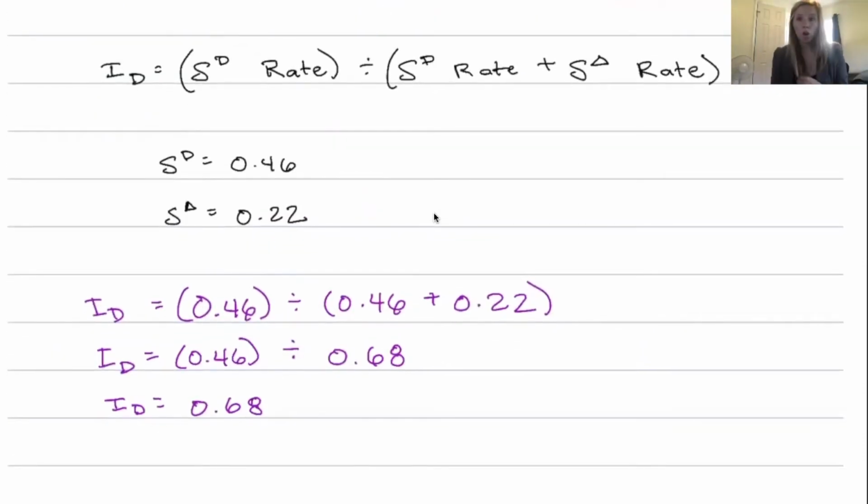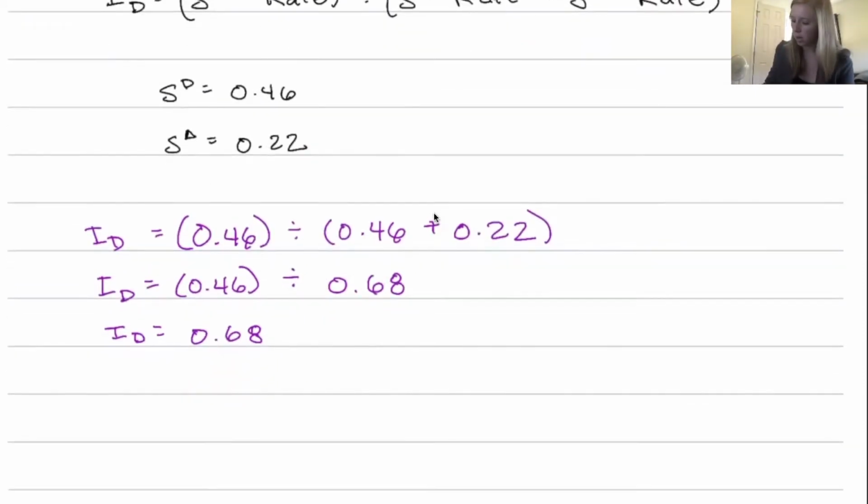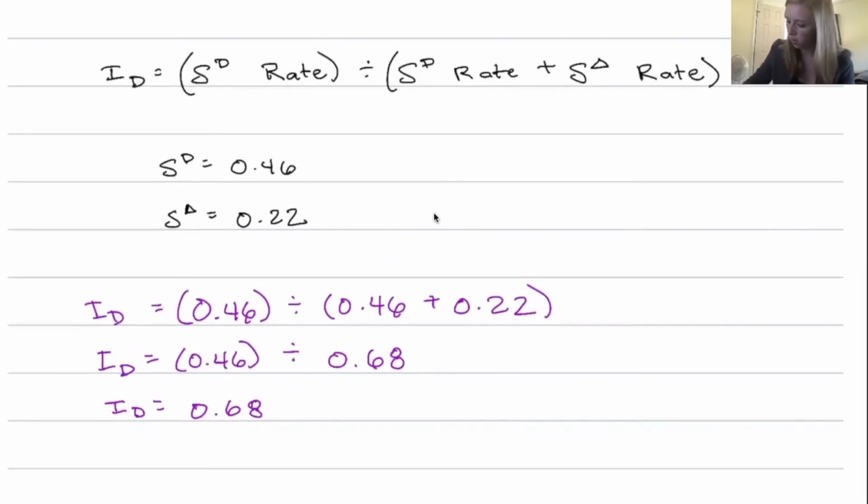So if you recall, the discrimination index ranges from 0 to 1, with 0.5 being like no discrimination or equal responding across both components. So this is nowhere near perfect discrimination, but a bit above no discrimination for the SD. So let's walk through one more example.